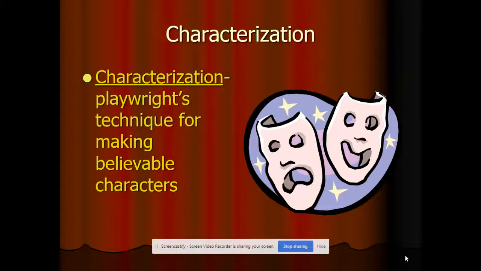Okay, characterization is super important in a play because the playwright has to have a different type of technique for making believable characters. You can't just tell us as a playwright something that the character is doing. You have to actually have the character perform it or act it. So, making believable characters is how we have characterization. And they do that mainly with dialogue, which is on our next slide.